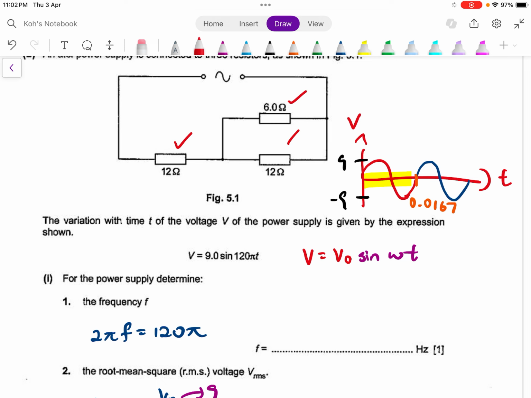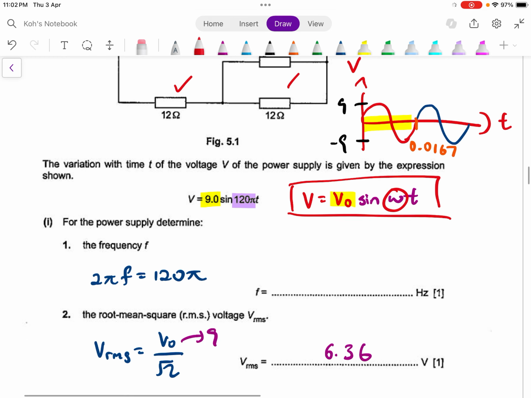So of course you all still remember the expression is given to be as such. V equal to V naught, where this V naught is your peak voltage, and then sine 120 pi t. So 120 pi itself is your omega right here, and of course the t.